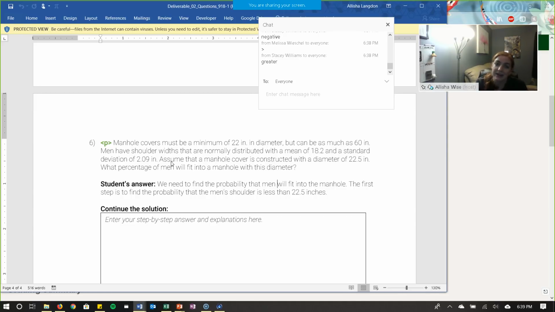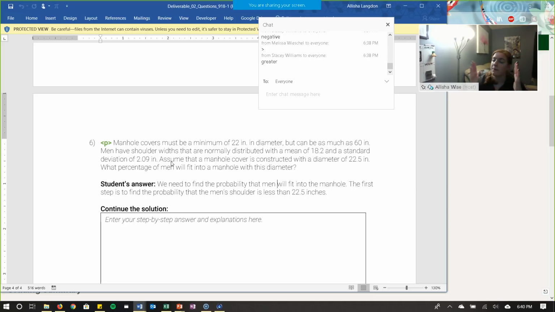Let's just read this together. Manhole covers must be a minimum of 22 inches in diameter, but can be as much as 60 inches. So 22 to 60 inches, okay, manhole cover. Men have shoulder widths that are normally distributed with a mean of 18.2 and a standard deviation of 2.09 inches. Assume that a manhole cover is constructed with a diameter of 22.5 inches. Okay, so diameter is how far from each side the manhole cover is. If you think of a circle, 22.5 would be how far across it is.